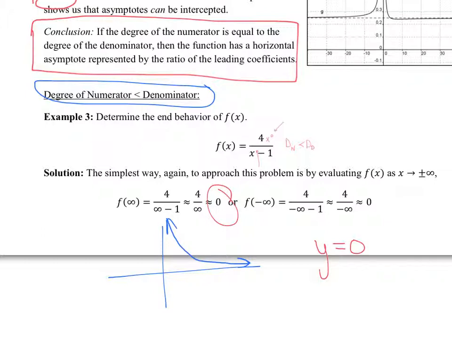What is the line of y equals zero? What's another name for it? What is it? What is this called?